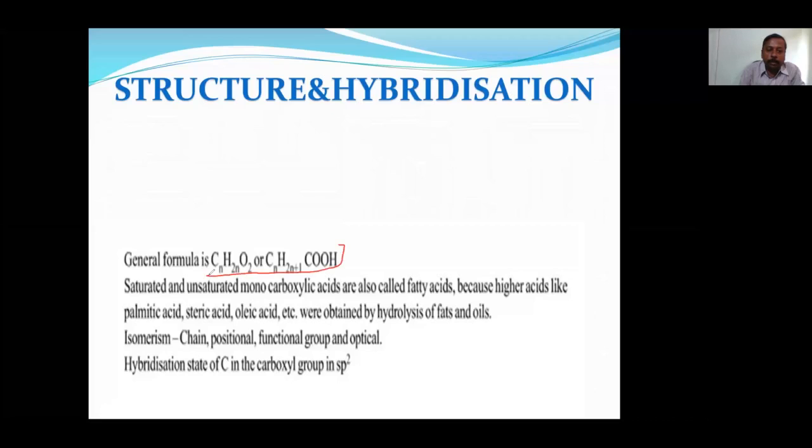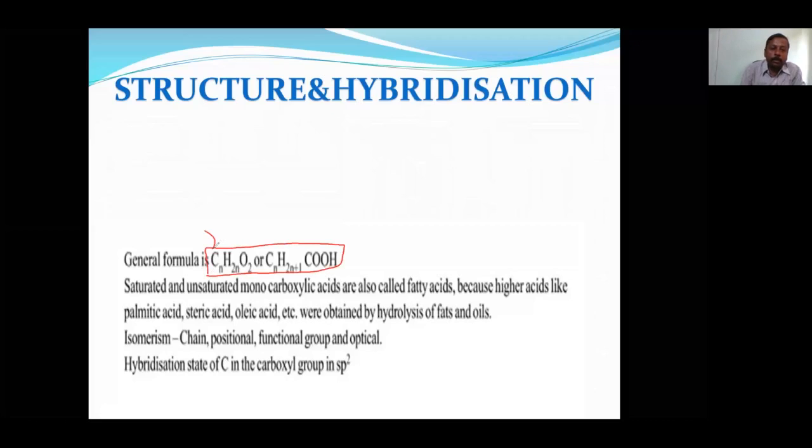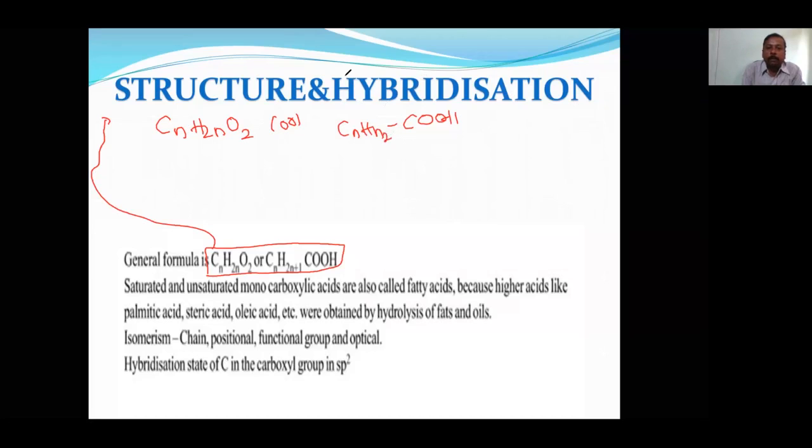The general formula is CnH2nO2. People study this one as the general formula. This can also be written differently. Actually, one COOH group is a must. So if I write it as COOH, then the remaining part is an alkyl group. The alkyl group formula is CnH2n+1. If it is CnH2n+2, then it is an alkane. If it is plus 1, then it is an alkyl. I am clearly writing it here.